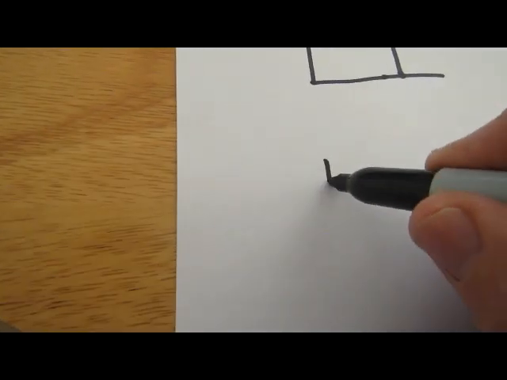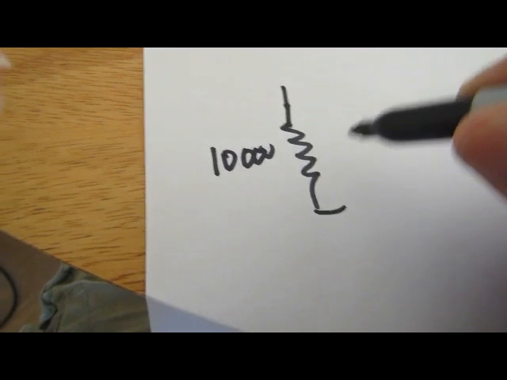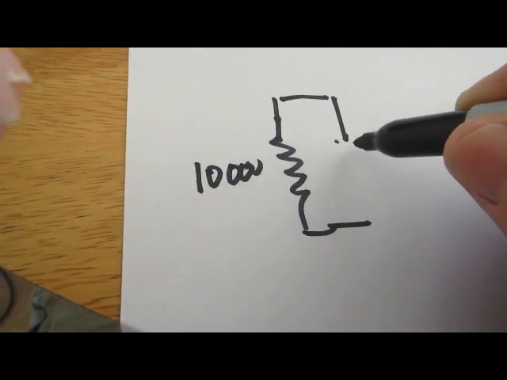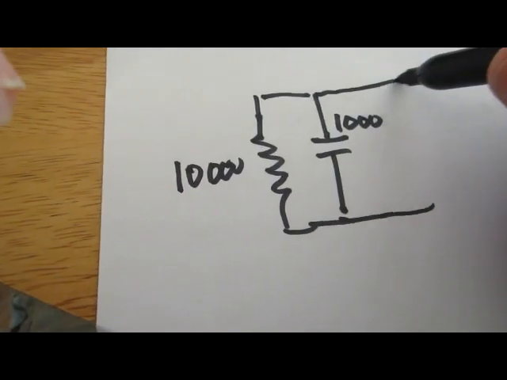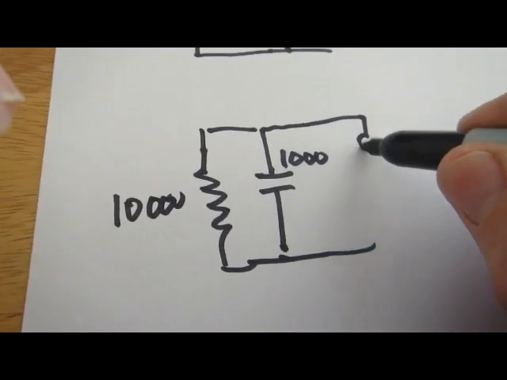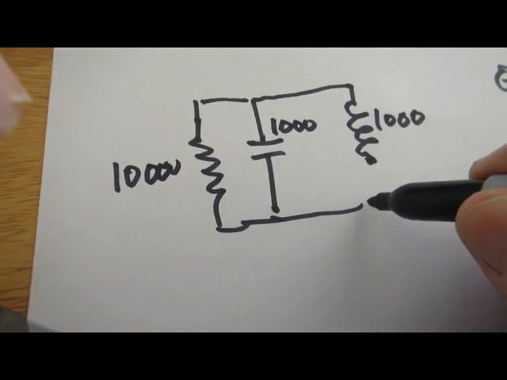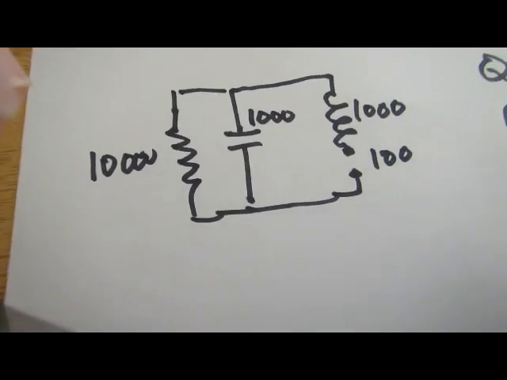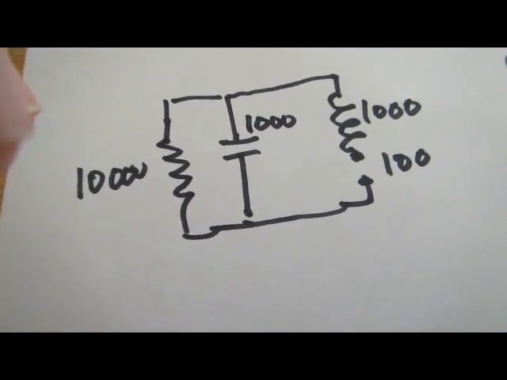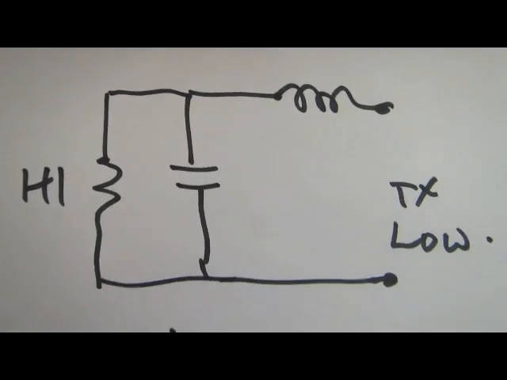So our overall circuit here, we started off with 10,000 ohms, and we intentionally put across it a 1,000 ohm capacitor. And then to get rid of the capacitance from the final result, I had to put an inductor of 1,000. And that gave us a 100 ohm resistance for the transmitter. So you'll notice we end up actually with two networks.